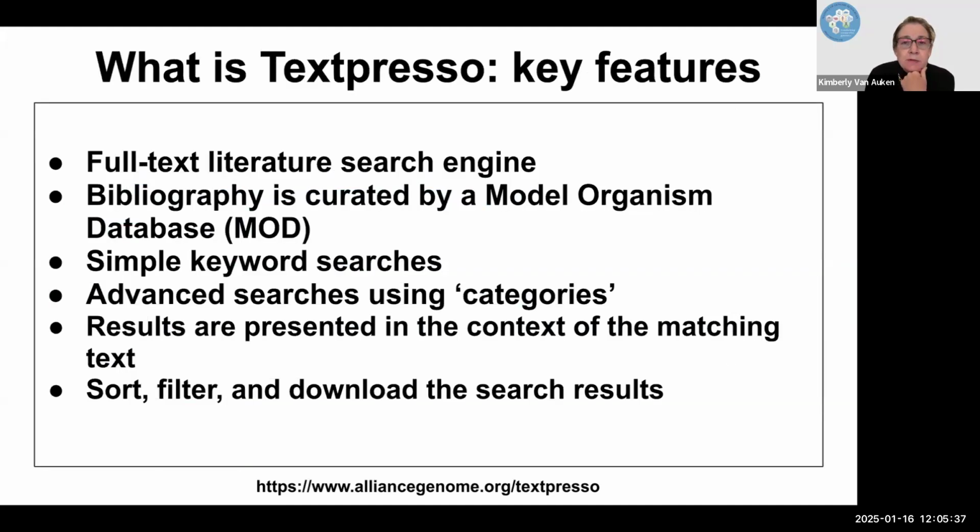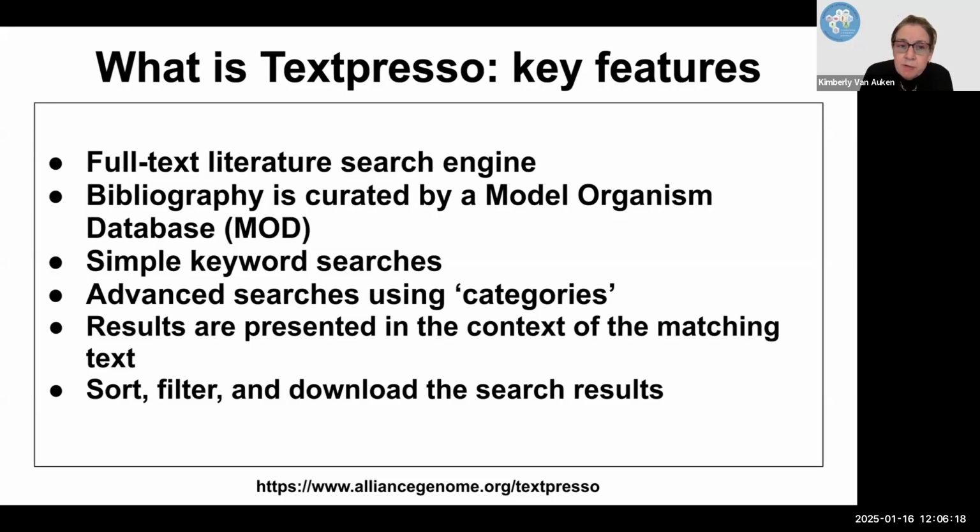So what is Textpresso? Here are the key features of Textpresso as a literature search engine. Like I said in the beginning, Textpresso allows you to search the full text of the literature that we have, so not just the abstract or the title, but the actual full text. Another key feature, and this is one of the nice things about having this integrated into the Alliance, is that the bibliography or the papers that are included in Textpresso are papers that have been selected or curated by the given model organism database.